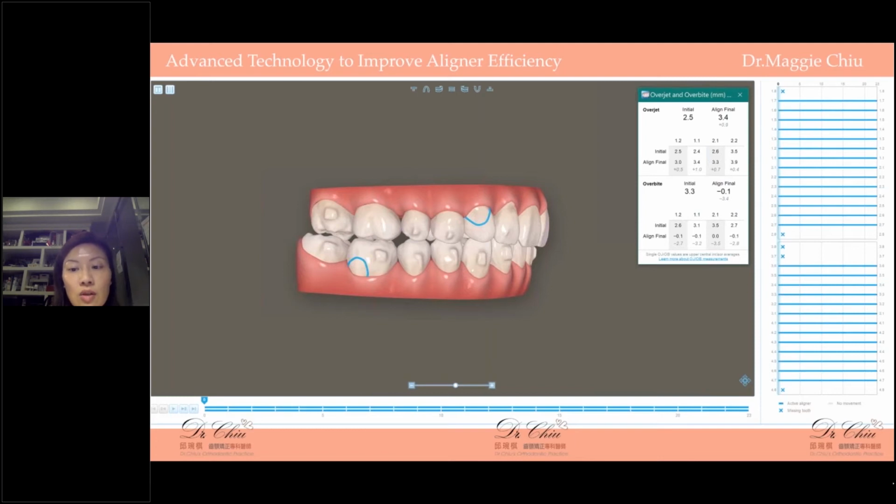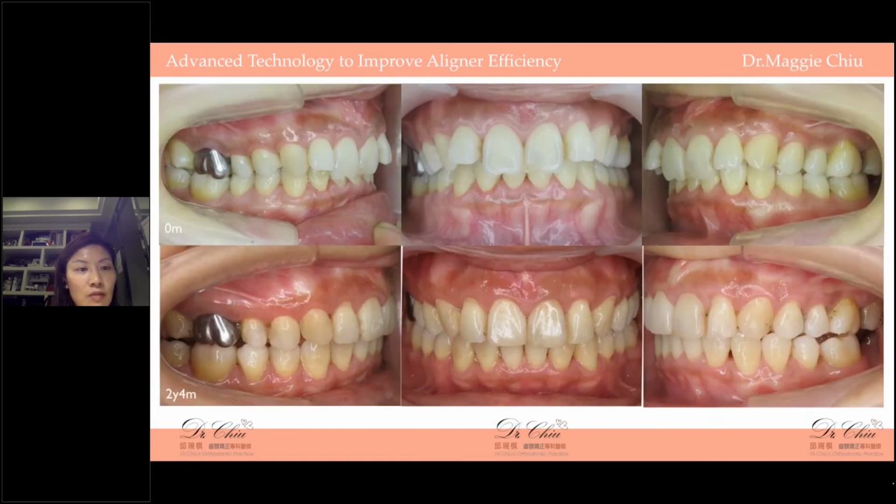This is the last set of additional aligners, and you can see here the before and after. We were able to finish her, luckily, at 2 years and 4 months. It's not perfect, but I think it's good for her with non-extraction. We were able to finish her with class 1 on one side and class 2 on the other side.